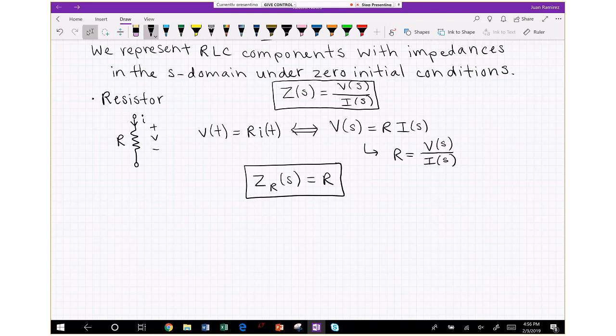Alright, now let's look at inductance. So we look at an inductor, has a value L, has a current going through it and a voltage across it. Now what's the equation for the inductor? By now we know that pretty well. It's V equals L di dt.